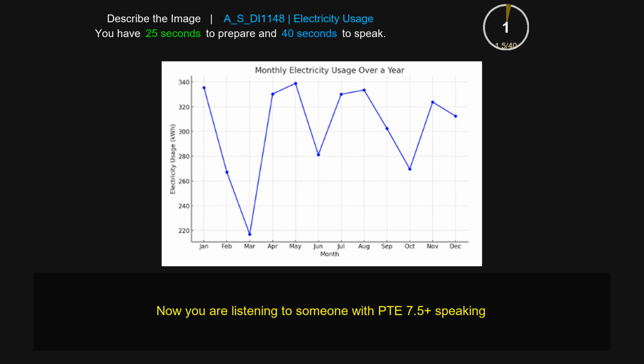The given bar graph provides information about monthly electricity usage over a year in electricity usage units. From the graph, on the x-axis we have different months of the year ranging from January to December. On the y-axis, we have different units from 220 to 340. From the graph, it is evident that the maximum value is in May, which is around 340. We can also see that the least value is 200, which is in the month of March. Overall, this graph provides good information about monthly electricity usage over a year.